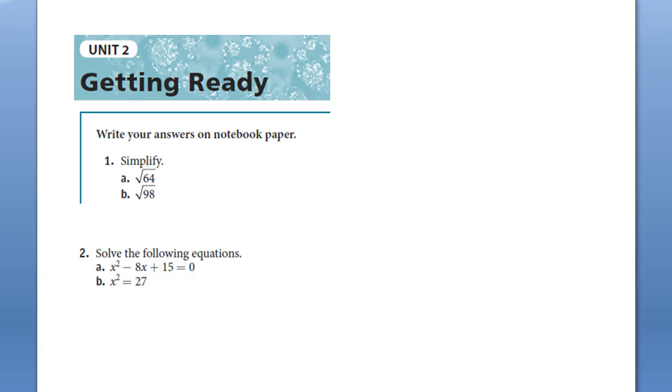Here are the answers to the Unit 2 Getting Ready. Number 1, simplify these square roots. First we have the square root of 64. 64 is a perfect square, and so that answer is 8 because 8 squared is 64.